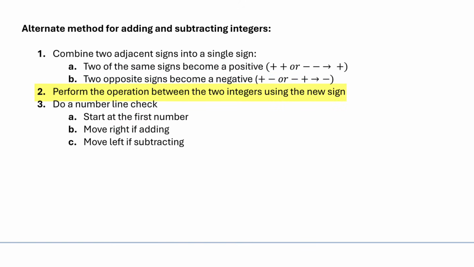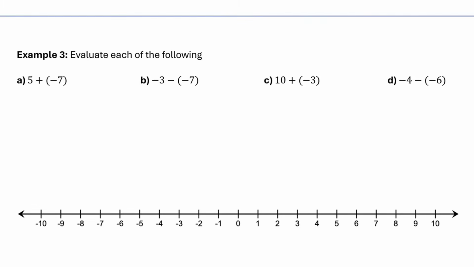And then we perform the operation between the two integers using the new sign. If it's a positive sign, we add the integers. If it's a negative sign, we subtract the integers. And then we can, of course, do a number line check. We'll always start at the first number, and then move to the right if we're adding, but then move to the left if we're subtracting. So let's look at how that works in example 3.